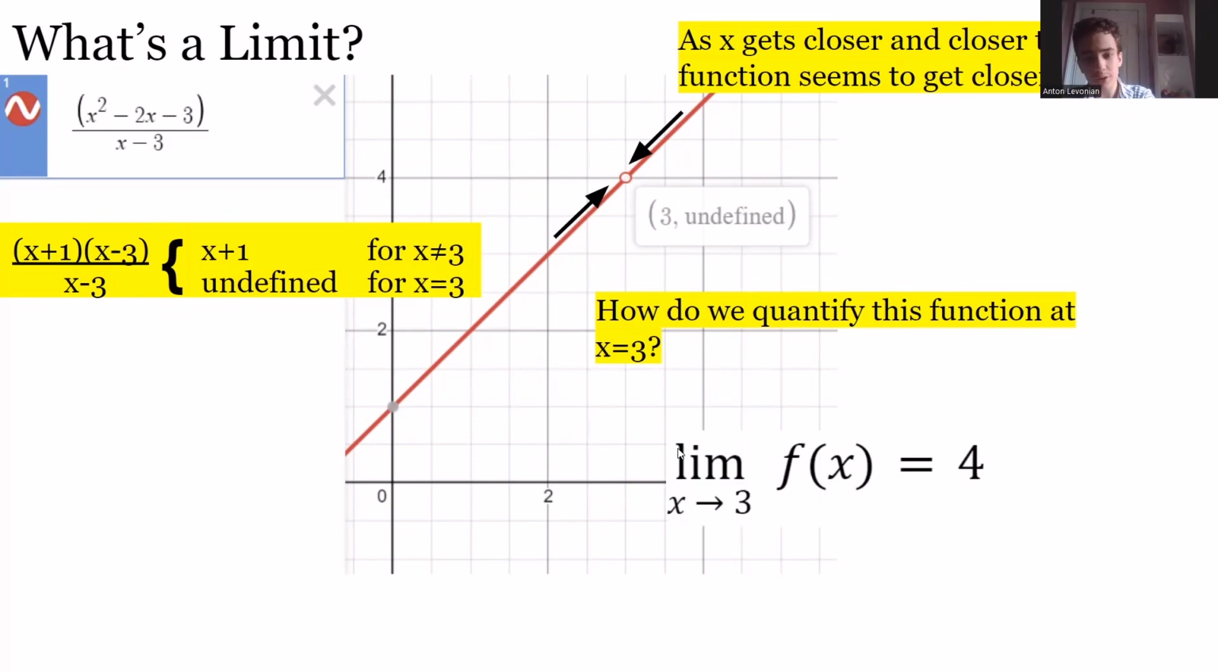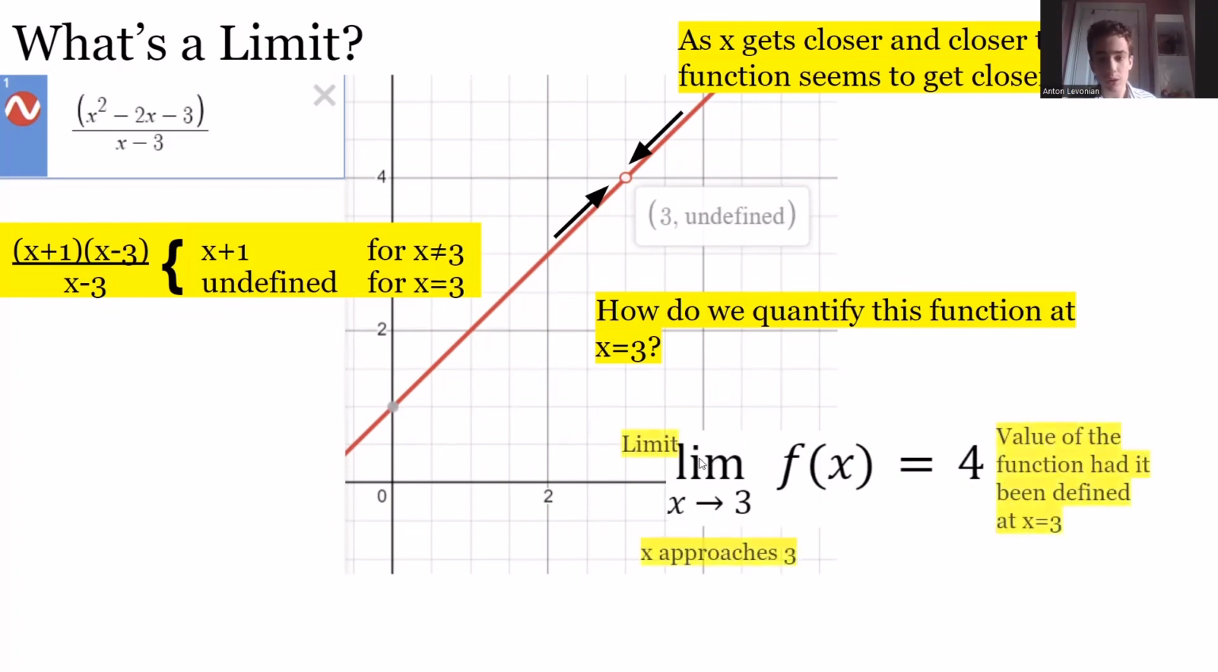So mathematically, this is written as the limit as x approaches 3 of f of x, in which case f of x is our red function right here, is 4. So lim just means the limit. This is pronounced x approaches 3. And then 4 is the value of the function had it been defined at 3. This is the value that the function approaches as x gets closer and closer to 3.